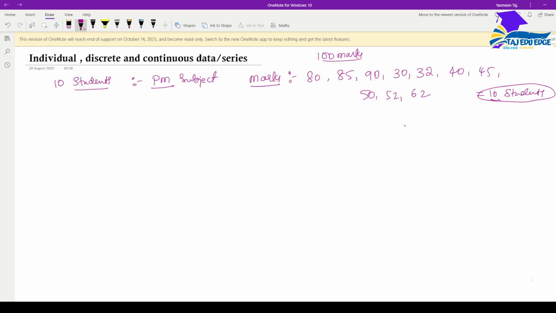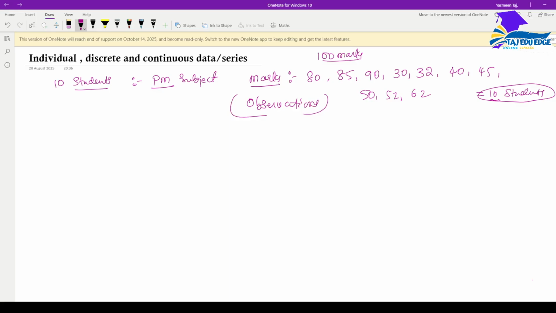This data is what we call an individual series. An individual series is something which is not having a frequency, which is not continuous. When we compare the individual, discrete and continuous series, you will understand the whole topic. I will put these as observations. You know the meaning of observation and frequency, which I have already explained in my previous video.